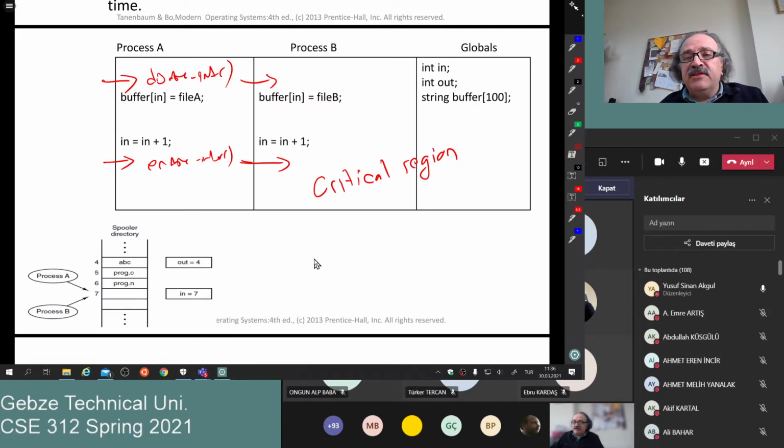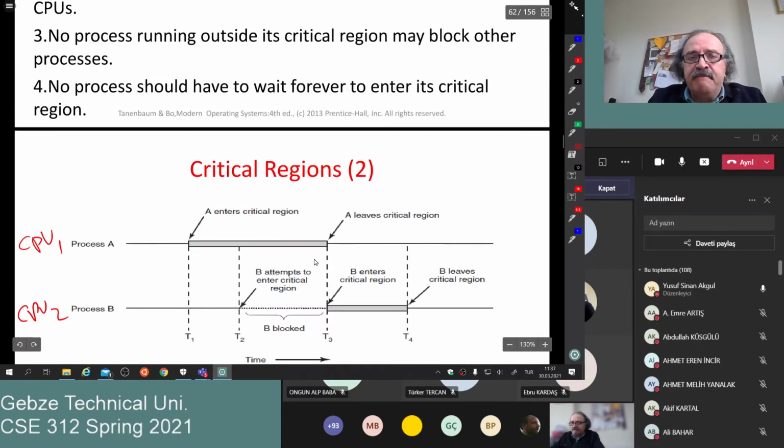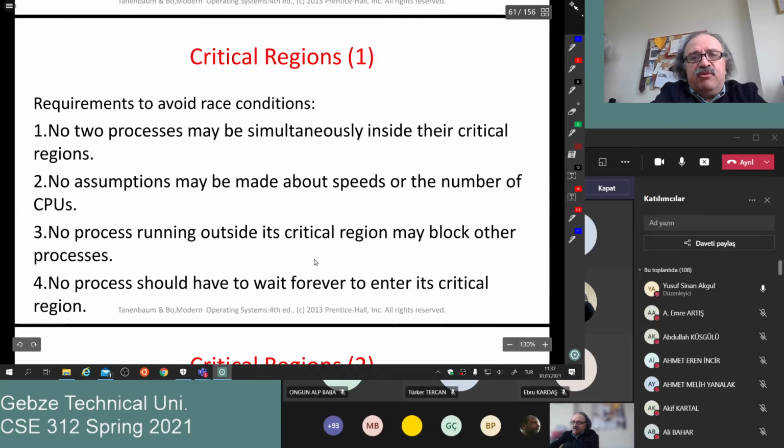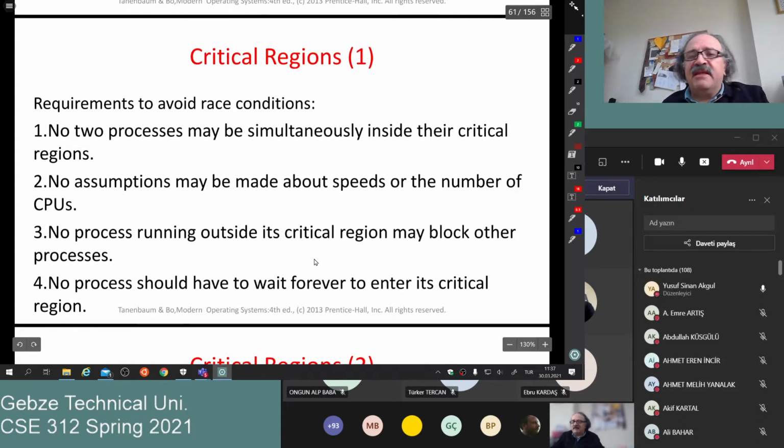The critical region has to be satisfied by somebody, either by the operating system or your interprocess communication libraries, or by yourself. Okay, so the last time we were doing this. By the way, these are the properties of critical regions. We looked at them. The first one I already told you: no two processes can be simultaneously inside their critical regions.